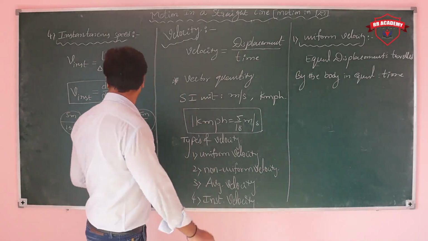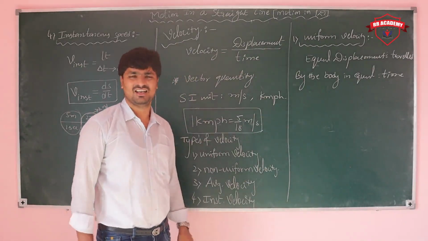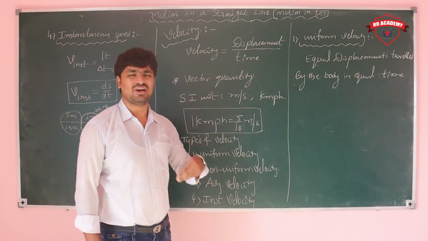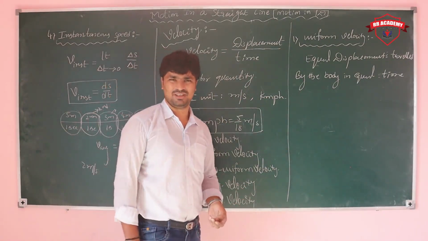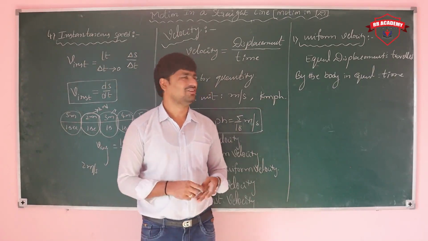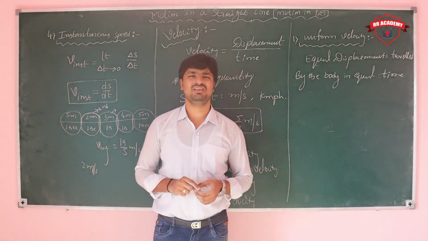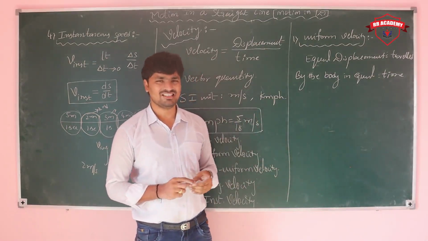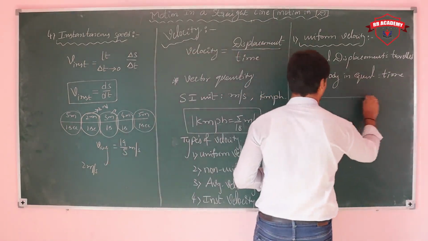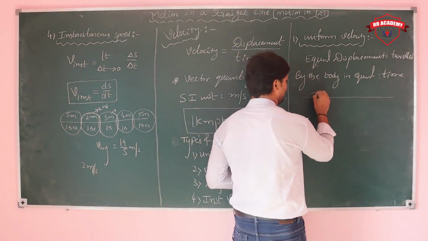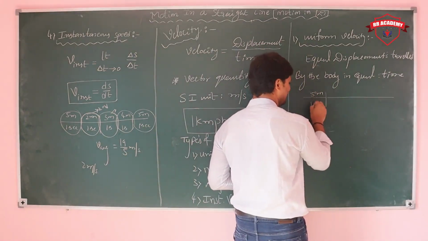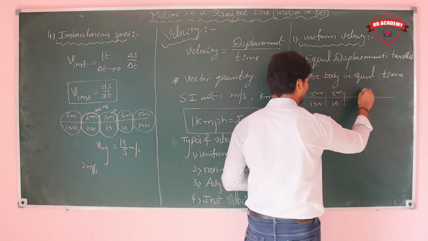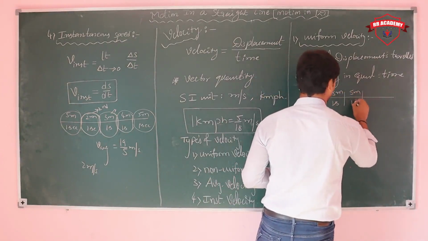Simple, the same example you can apply. A car travels the first 5 meters displacement, next 5 meters, next 5 meters displacement. So uniform velocity means equal displacement in equal intervals of time. See here, the car travels the first 5 meters displacement in 1 second, next 5 meters displacement in the next 1 second, next 5 meters displacement in 1 second.